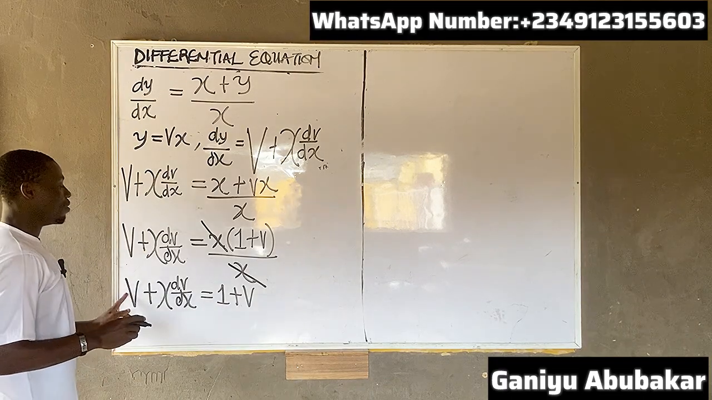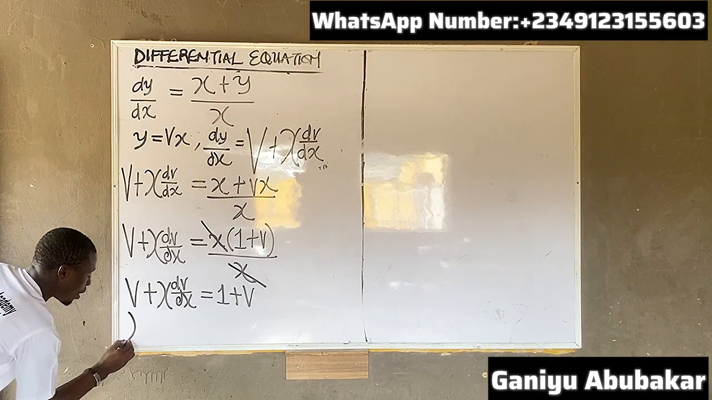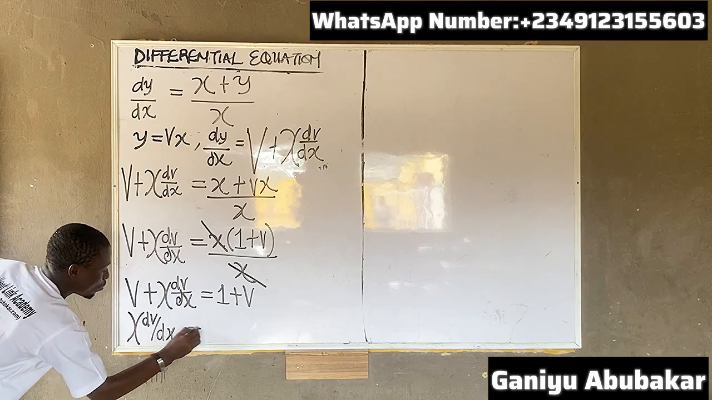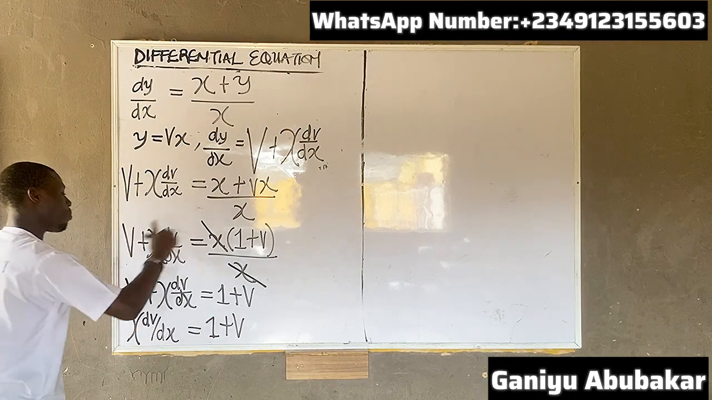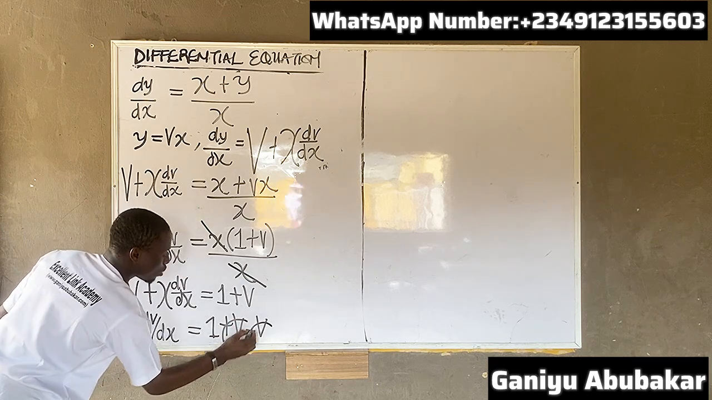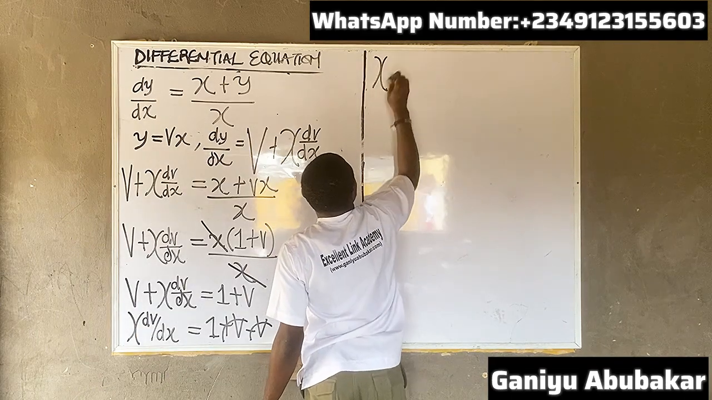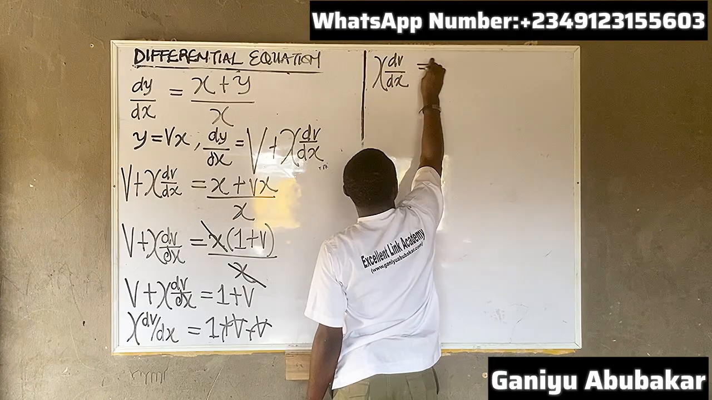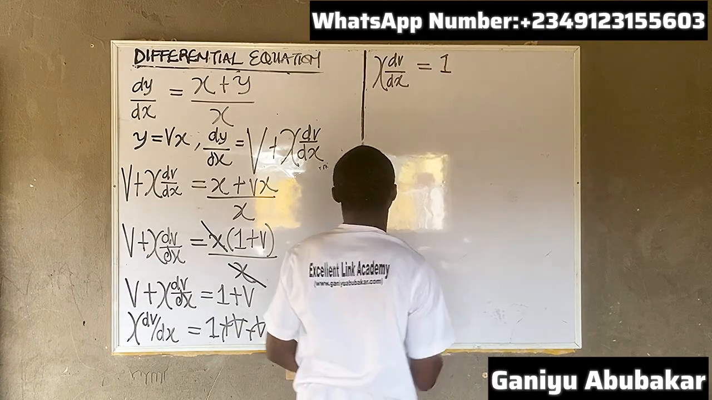Next, I have that v plus x dv/dx is equal to 1 plus v. Take this v to the other side, and I will have x dv/dx left, which is equal to 1 plus v minus v. This one comes because plus v cancels out minus v, and I have 1 left. So x dv/dx is equal to 1. Alright.